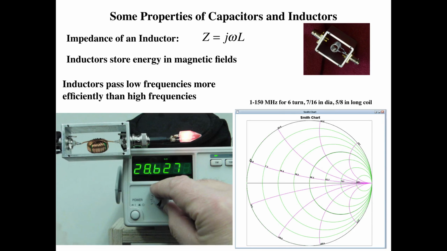So let's take this coil over here. This is a 6-turn coil with these physical dimensions here, and we're going to take that coil, hook it up to our impedance analyzer, and vary the frequency from 1 to 150 megahertz. Again, remember z equals 0 is here, z equals infinity there.